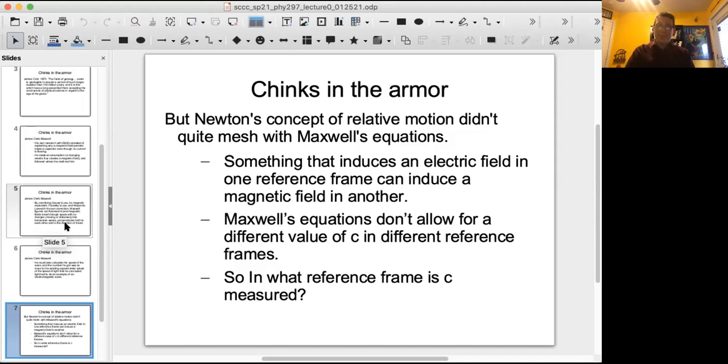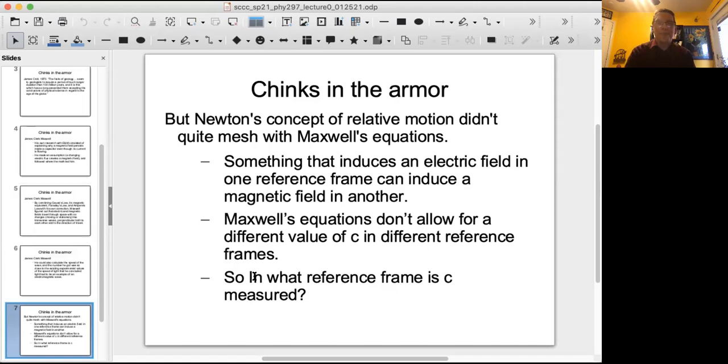And if you take Newtonian physics for granted, it doesn't work. And Maxwell's equations don't allow for a different value of the speed of light in different reference frames. So if one reference frame is moving and another reference frame is stationary, or they're moving at different speeds relative to something else, they should measure different values for the speed of light, but Maxwell's equations don't allow for that. So what's going on? In what reference frame is the speed of light measured?